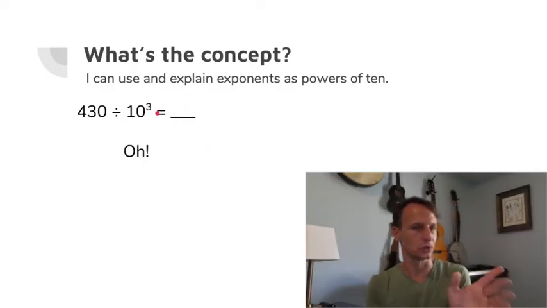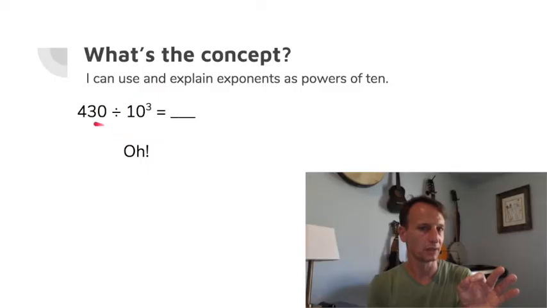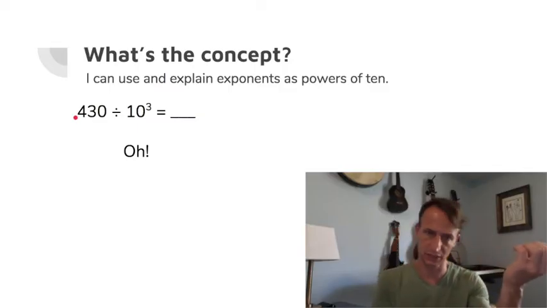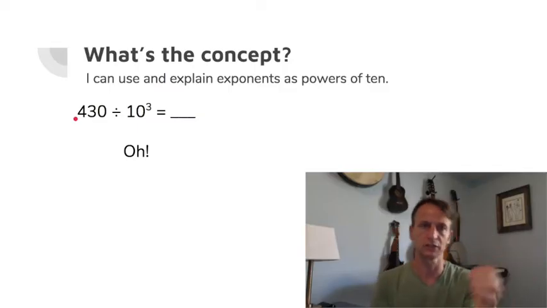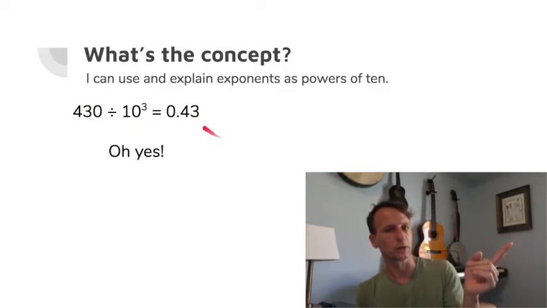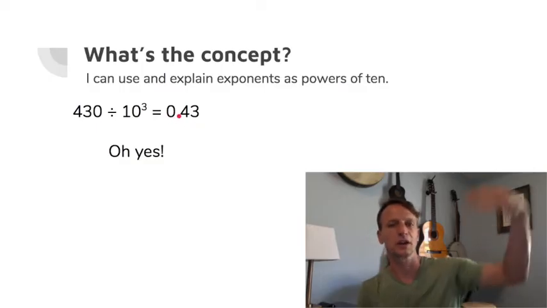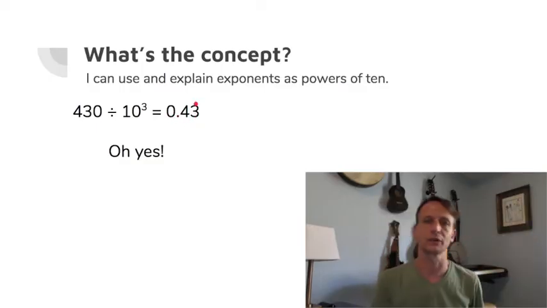Oh, it's cubed, so we're moving 3 places. 1, 2, 3. So it's going to be 0.43. And we know we need to put that 0 at the front end, right? So it doesn't fall off the cliff. So how would we read this? 43, where are we? Hundredths, okay?